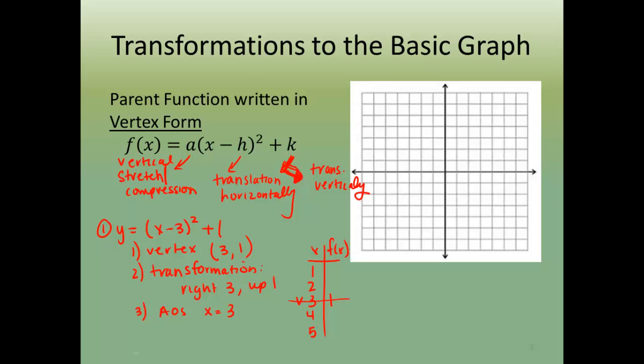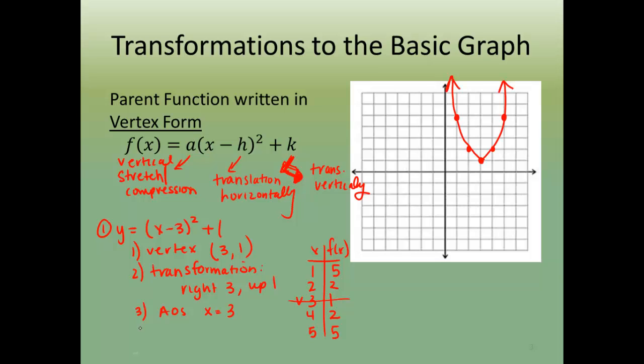So if I were to start squaring these numbers, or plugging them into my formula here, 5 minus 3 squared is 2 squared, which is 4, plus 1, so it's 5. Because of the symmetry, I know that if I were to substitute in 1, I would get the same answer. Let's substitute in 2. 2 minus 3 is 1, squared is 1, plus 1 makes 2. So this is the beginning of my table of values that I can use to graph. Let's go ahead and plot those points.